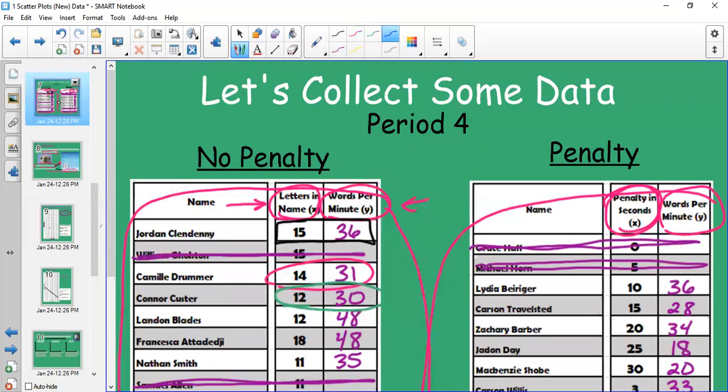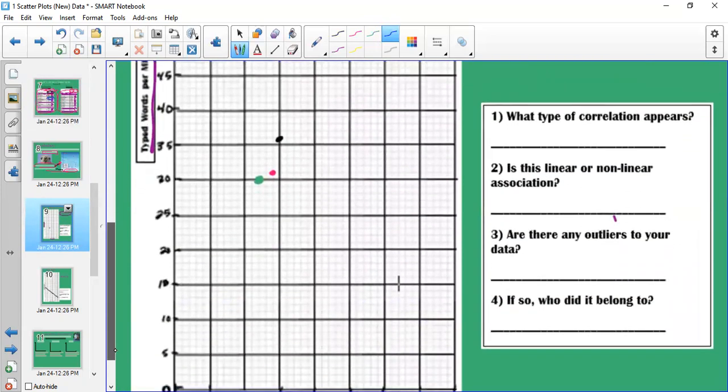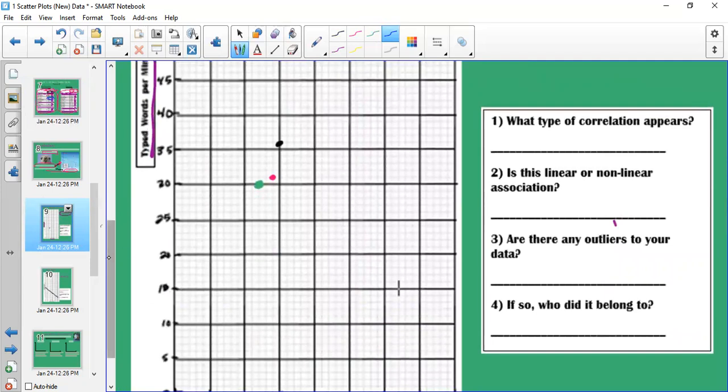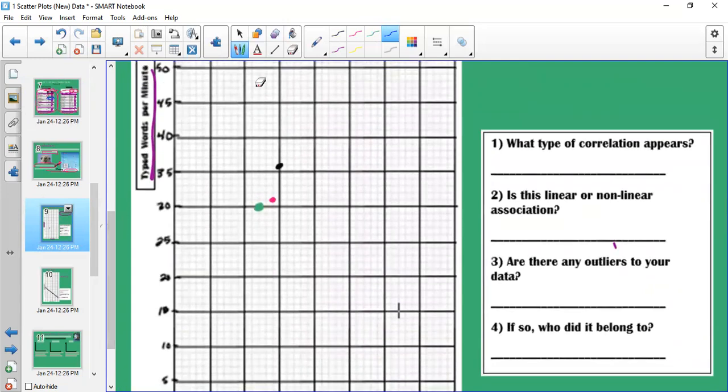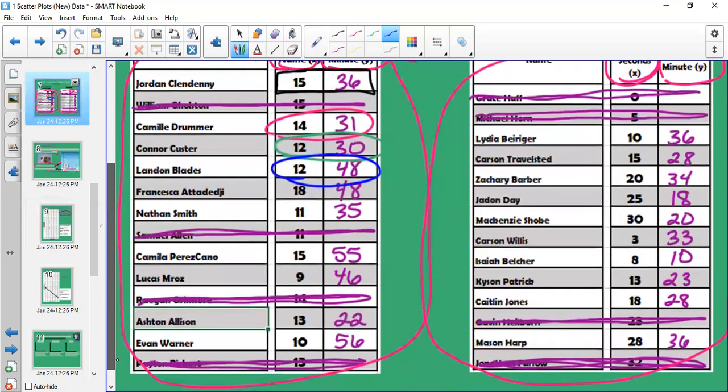Okay, next one is Landon. Landon was 12 and 48. So find 12 across the bottom. So 5, 10, 11, 12, and 48. Need to go up just a little bit. Would be right there. And I'm going to keep going down the list.